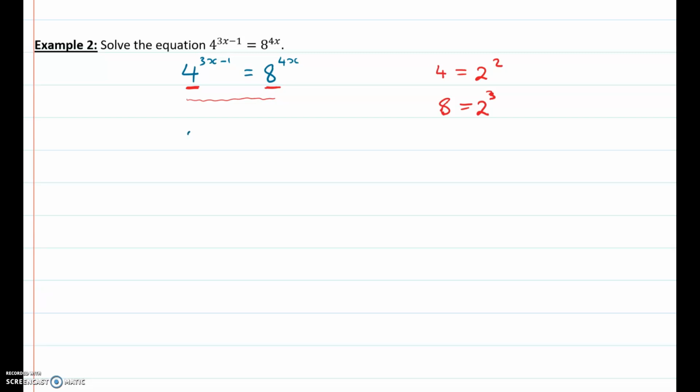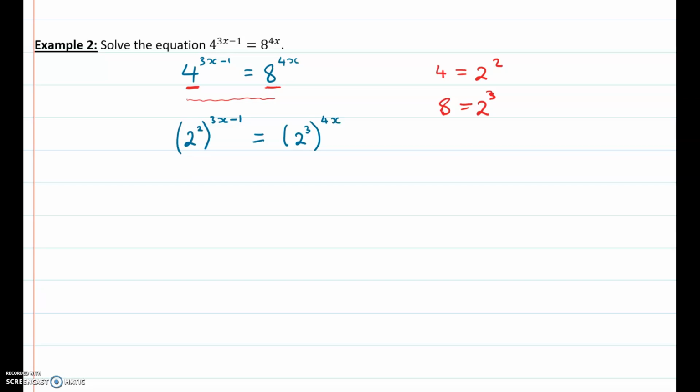So instead of 4, it's going to be 2 squared. And remember, you always substitute within parentheses. The power outside the 4 was 3x minus 1. And for the 8, we're going to do something similar. We'll replace 8 with 2 cubed, and the power outside that is 4x.